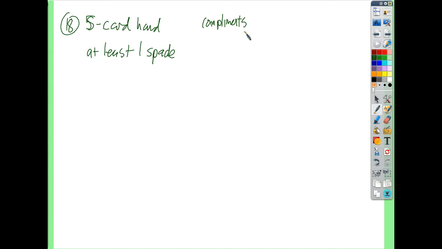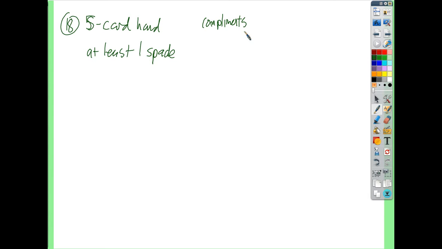What does it mean to get at least one spade? One out of five is a spade. Is that the only way to get at least one spade? What if you have two spades? Is that at least one spade? Yeah. So you can get exactly one, exactly two, exactly 3, 4, and 5. All of those fall under the category at least one, correct? Yeah.